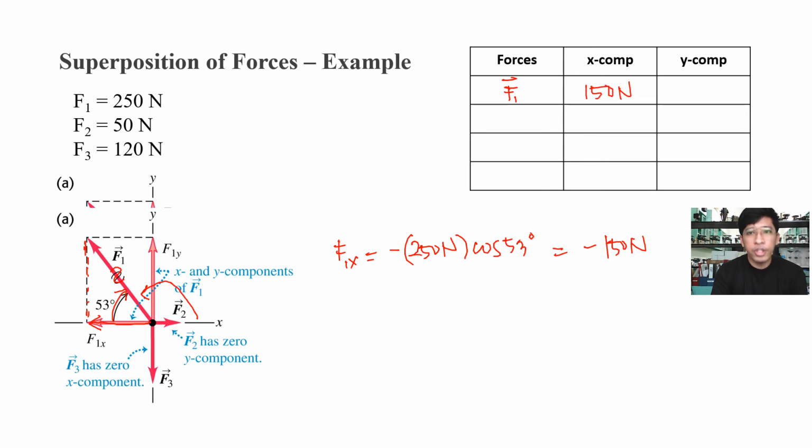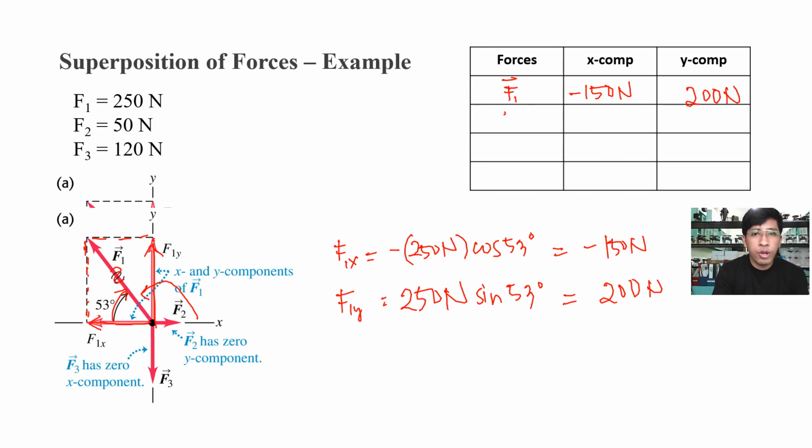150 newtons. So your F1y, projecting it along the y-axis, should be positive. That is an opposite side, so you have 250 newtons and then sine 53 degrees. So we have here around 200 newtons. Sorry, the x component is negative. So that is your F1 decomposed into its x and y components.